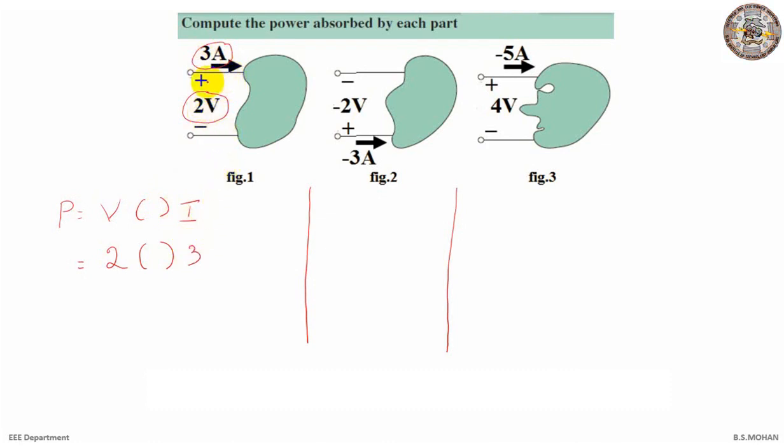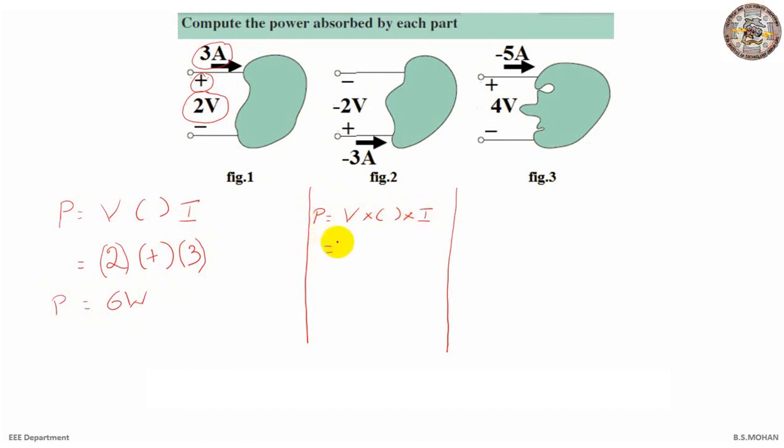Now which terminal does the current hit first? As you can see here, current hits the positive terminal first. Thus I write here positive. It is not 2 plus 3, rather it is 2 into positive of 3. So this becomes 6 watts.